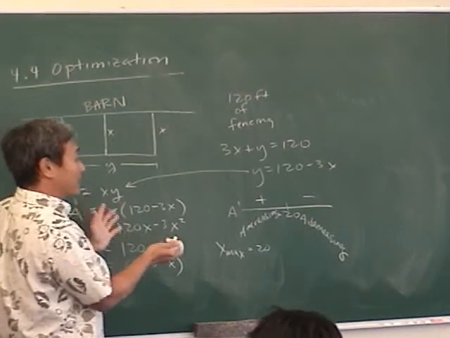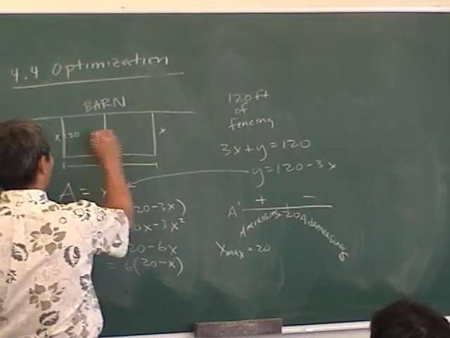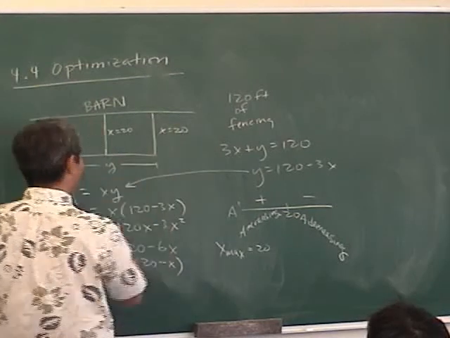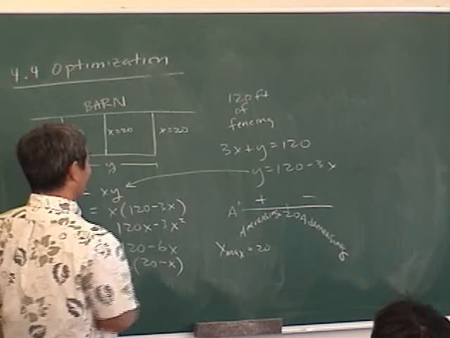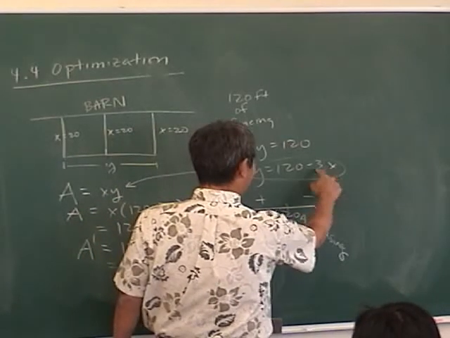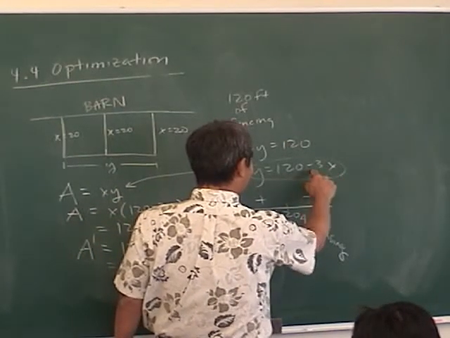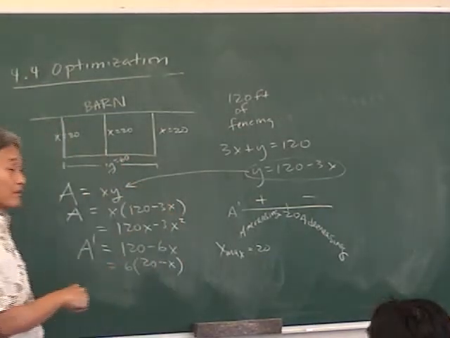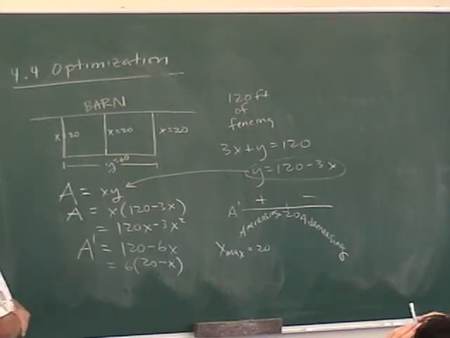So how should I build this enclosure? Make this 20 feet, this is 20 feet, this is 20 feet, and what should I make y? Well, go back to this one. If x is 20, 3 times 20 is 60, 120 minus 60 is 60. So y would be 60. And that's how you build this enclosure if you want to enclose maximum area.